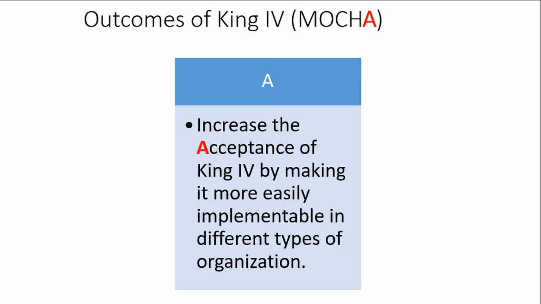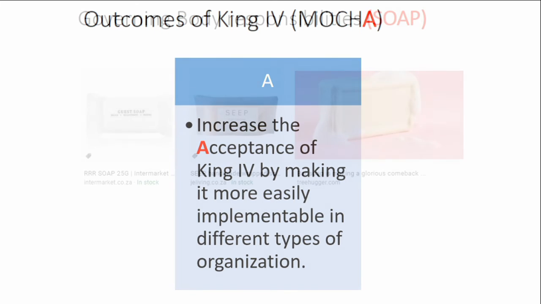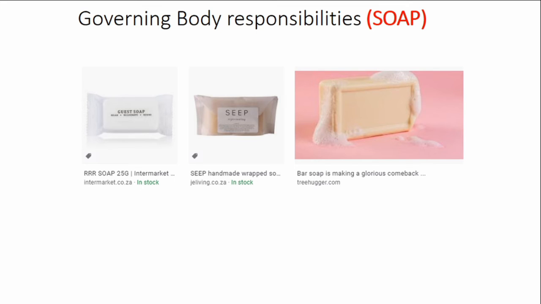King 4 starts off by indicating what is the purpose of a board of directors. In order to do that, they talk about the board of directors' responsibilities. Let's look deeper at that. So that we remember the governing body's responsibilities, I have made an acronym called SOAP. If you don't know what SOAP is, here are some pictures.